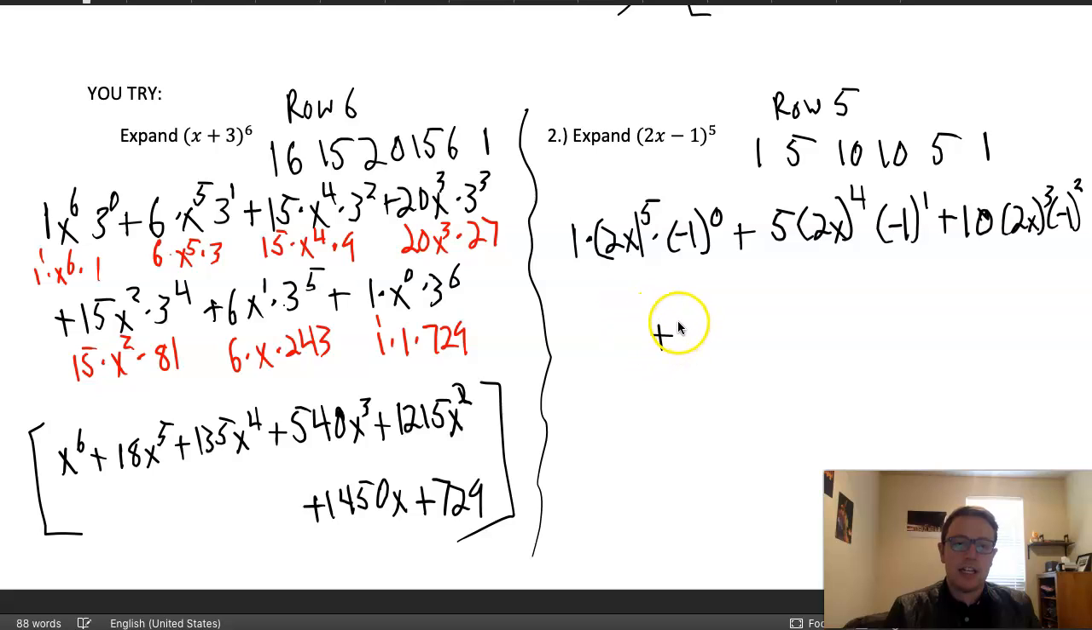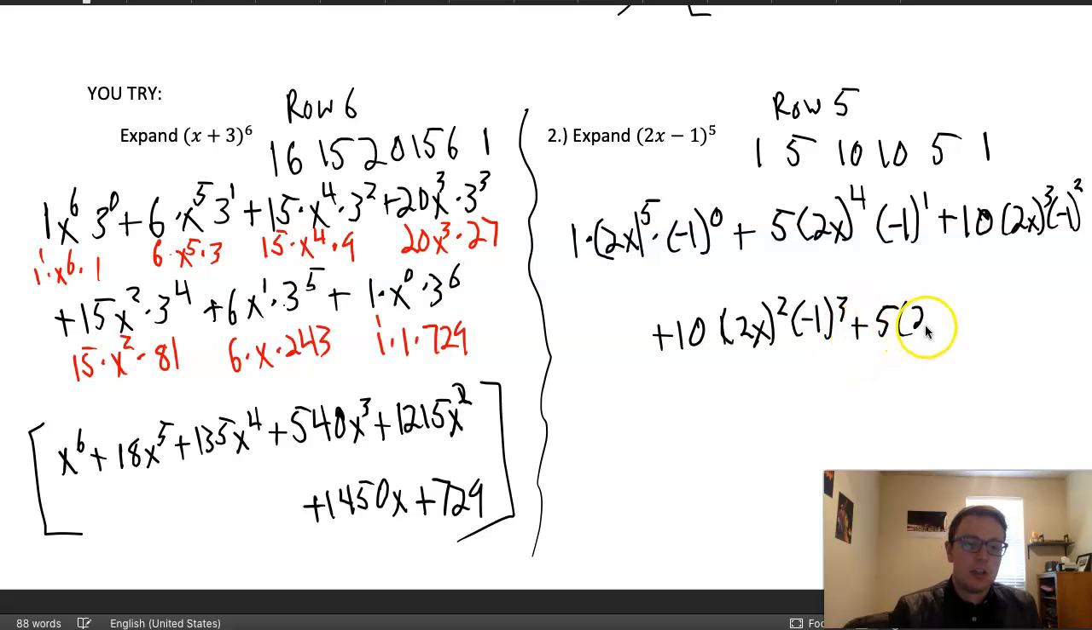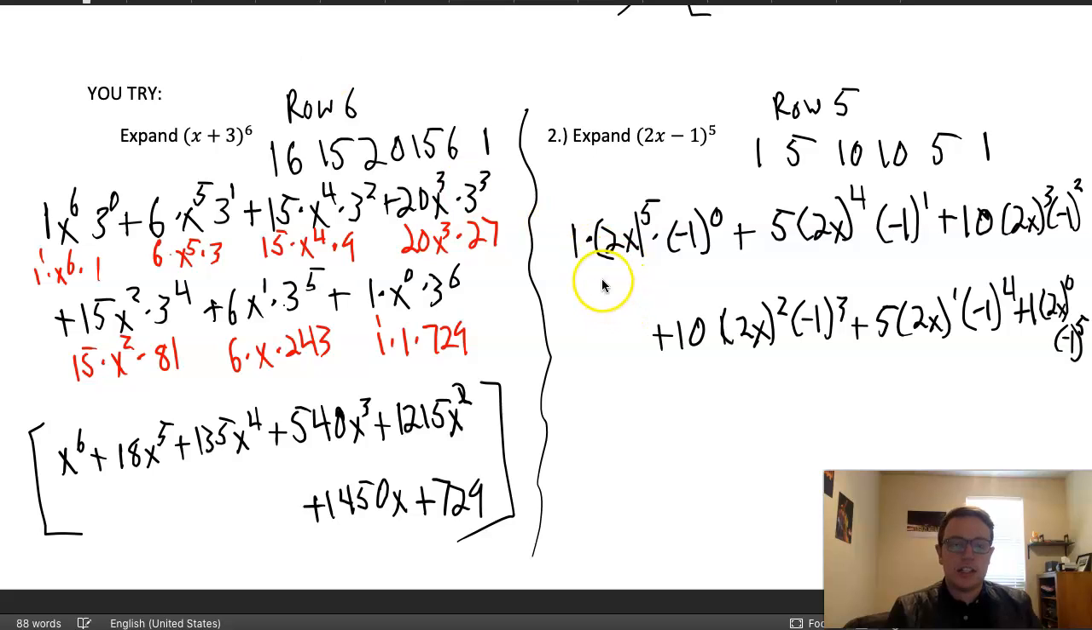Our next term will be 10. We'll have 2x, and that quantity will be squared times negative 1 cubed. We'll have 5 times 2x to the 1st power times negative 1 to the 4th. And then we'll have 1 times 2x to the 0 times negative 1 to the 5th. Alright, let's go ahead and simplify these.